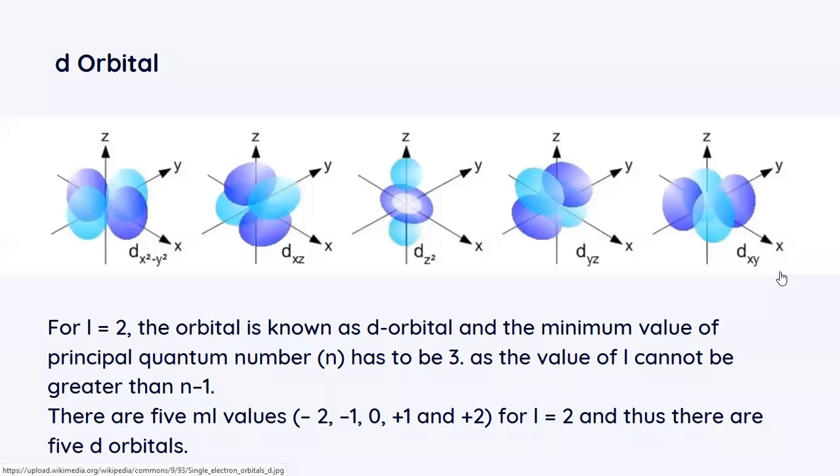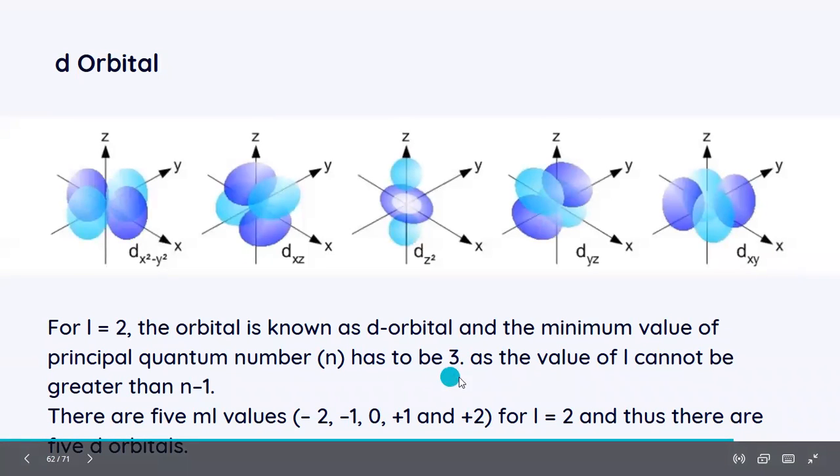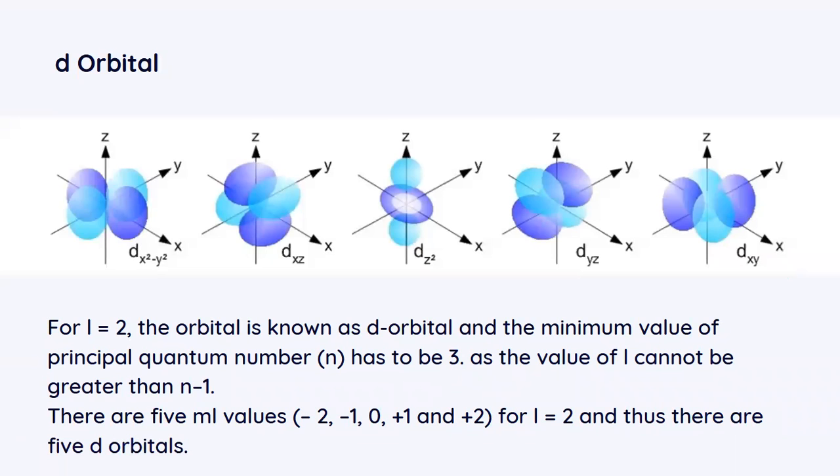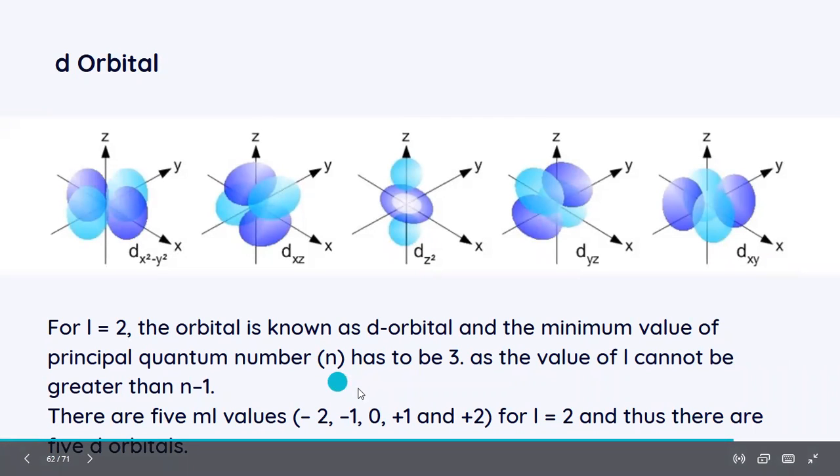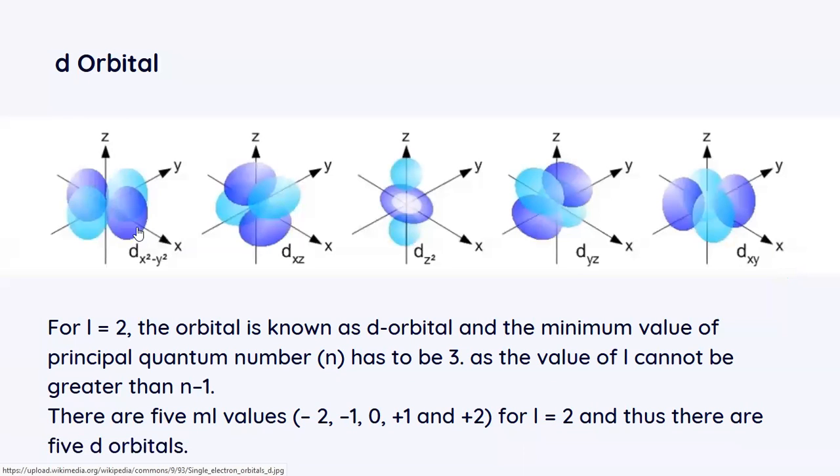Now, in case of d orbital, here L equals 2. So this orbital has a minimum principal quantum number of 3. Only from the principal quantum number 3 will you have d orbital coming in. So it has 5 different ml values: -2, -1, 0, +1, and +2. So they have 5 orbitals. Here, if you see, you have 1, 2, 3, 4, 5 orbitals in the d atomic orbital.